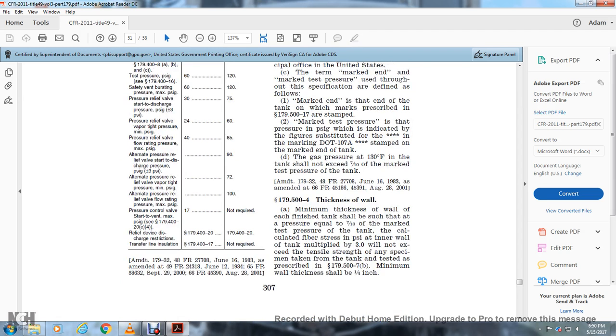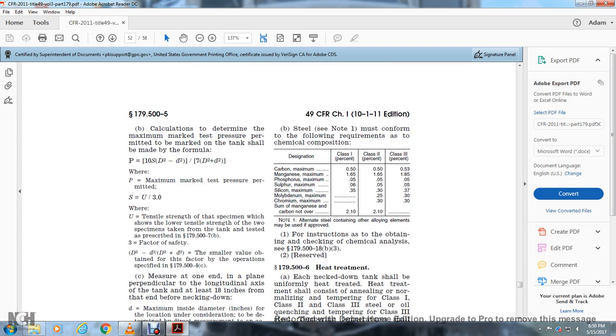179.504, the thickness of the wall. The minimum thickness for the wall of each finished tank shall be such that the pressure equal to 7/10 of the marked test pressure of the tank, calculated with the fiber stress in PSI of the inner wall of the tank multiplied by 3.0, will not exceed the tensile strength of any specimen taken from the tank and tested as prescribed in 179.507. The minimum wall thickness shall be 1/4 inch.